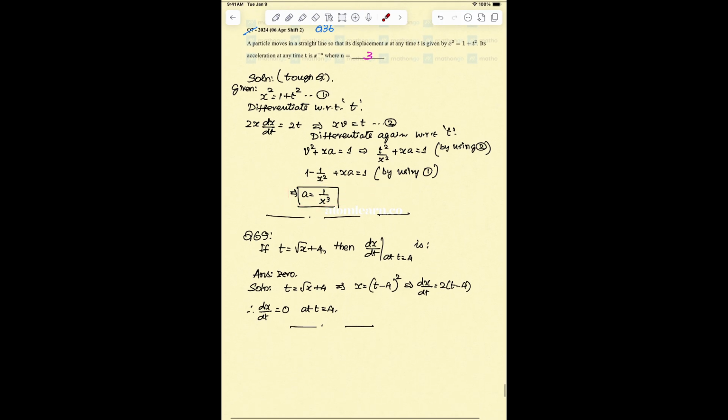Understood? Okay. Now question number 69. If t is given as root x plus 4, then dx by dt at t equal to 4 is how much? Now the answer is 0. How? You can write t equal to root x plus 4 as given. You can convert it into x equal to (t minus 4) whole squared. Then dx by dt is equal to 2 into (t minus 4), and at t equal to 4, this is going to be 0. dx by dt is going to be 0 at t equal to 4. That's the question which is asked.